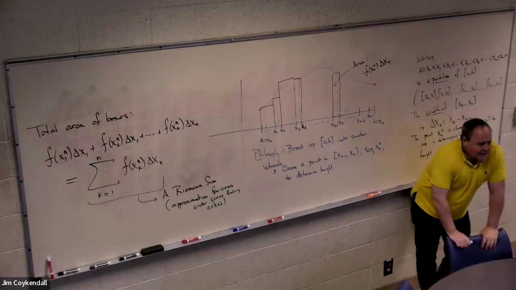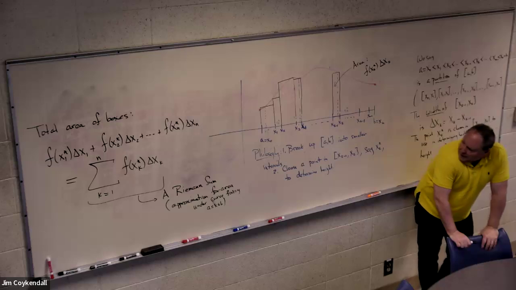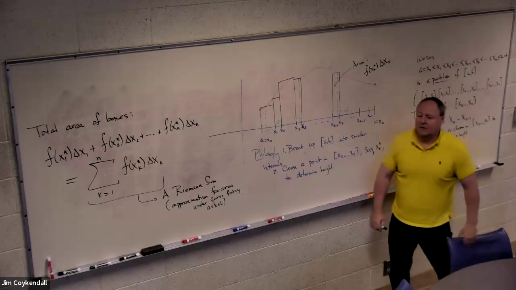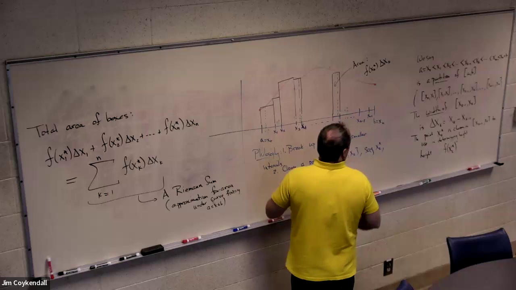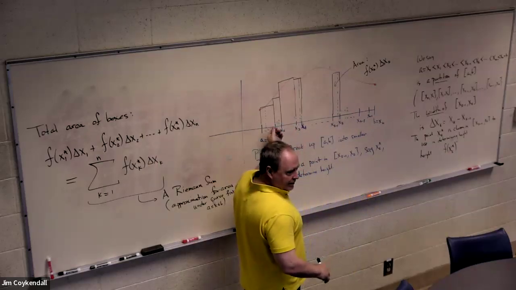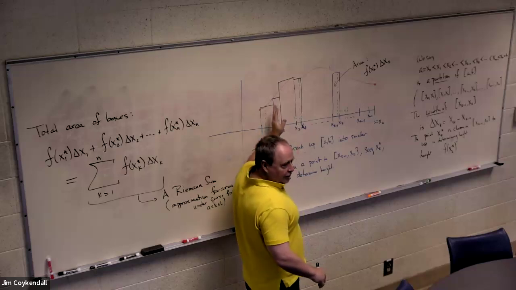Right. Maybe I'm unsatisfied with my approximation because I'm a lazy man and I only need 4 boxes. How could it be better? It might be better if I use 16 boxes. Now, I might not want to quit there. It might be better if I use 64 boxes, or 8.7 billion. What happens is that with more and more of these boxes, they get thinner and thinner. It gets closer and closer to the actual area.